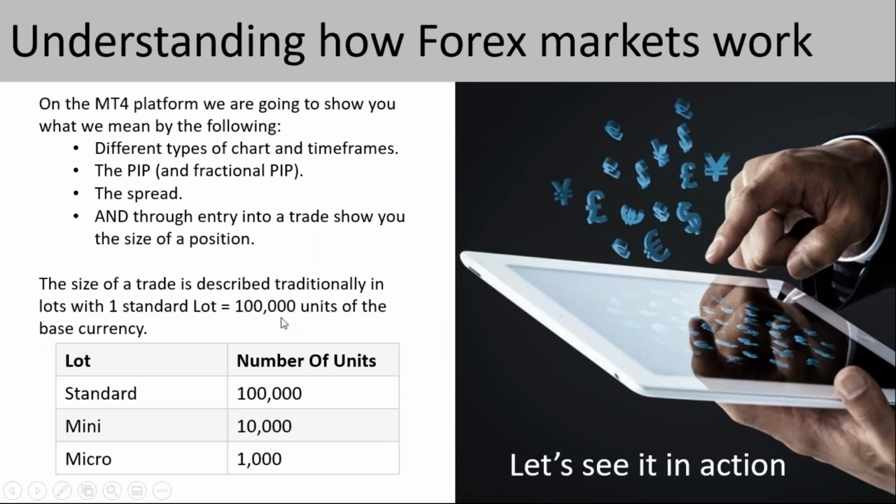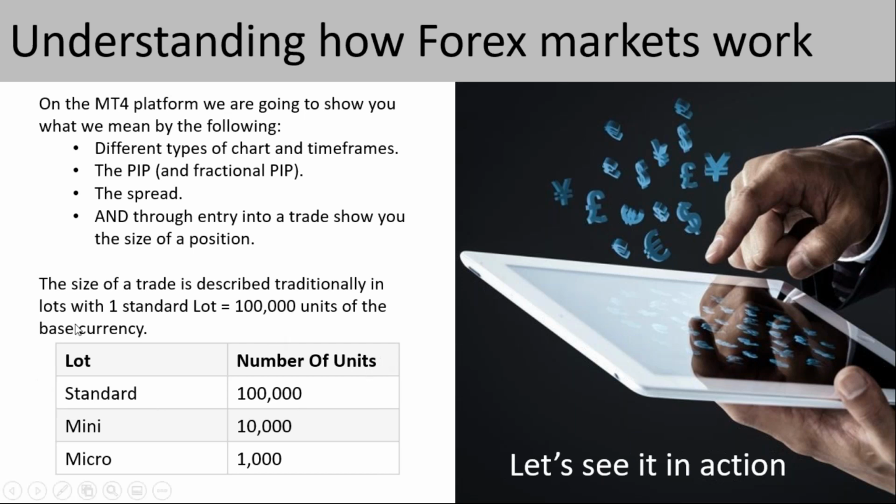And so understanding how the Forex market works, we've covered, we'll briefly cover that. We'll have another look at charts and look at different types of charts and timeframes. We've looked at what the pip and fractional pip is, and the difference between the buyers and the sellers is termed the spread. Now, the next thing to look at is the size of a position, okay? Now, traditionally, the size of a position is one standard lot with FX. So that's 100,000 units of the base currency.